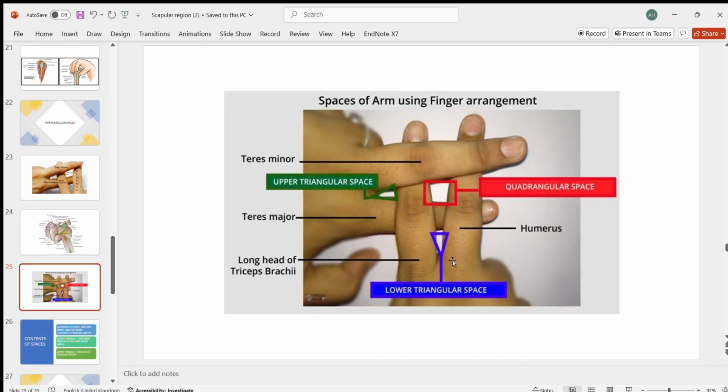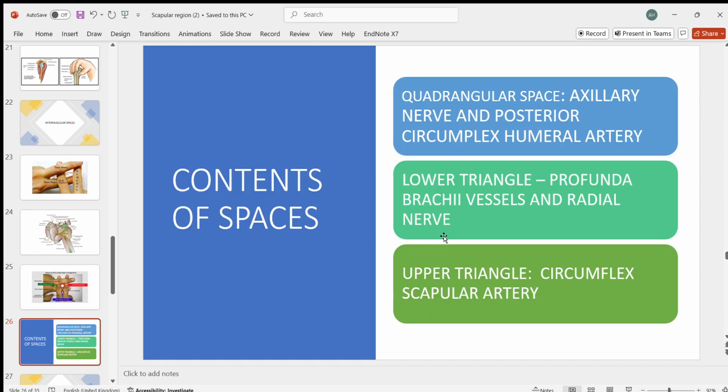In this picture, we can again see the right-sided intermuscular spaces. This one is the quadrangular space, this is the upper triangular space, and this is the lower triangular space. The various contents of the triangular spaces I have mentioned earlier. The quadrangular has axillary nerve and posterior circumflex humeral artery. Lower triangular has profunda brachii vessels and the radial nerve. And the upper triangular has circumflex scapular artery.